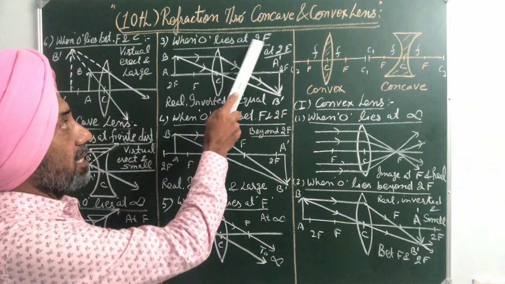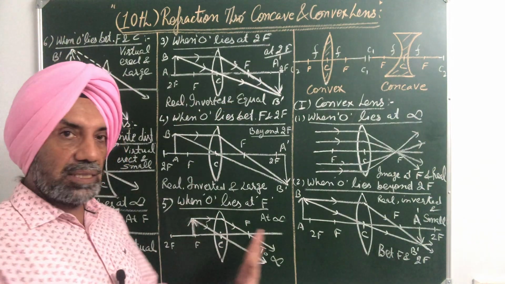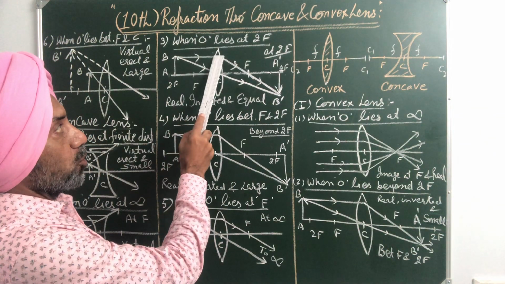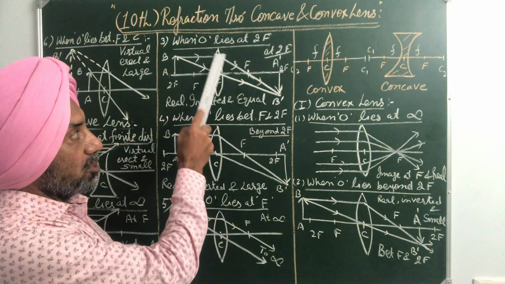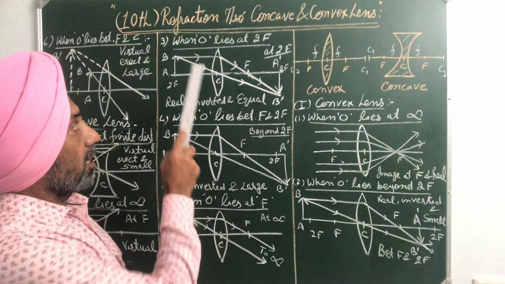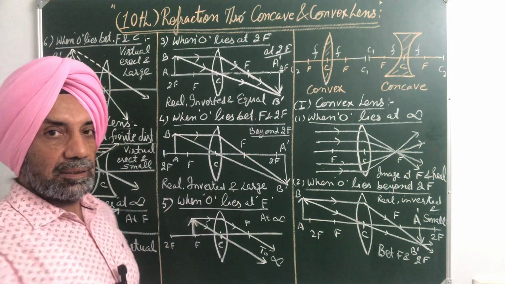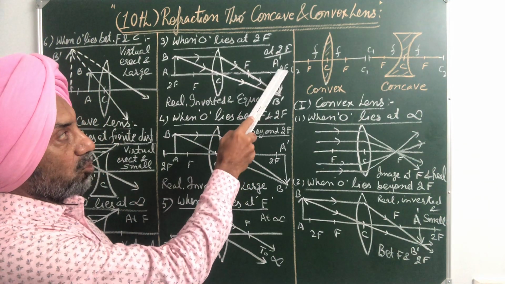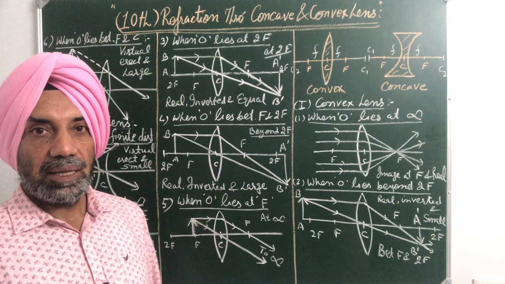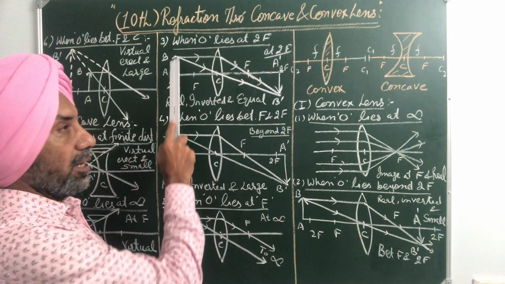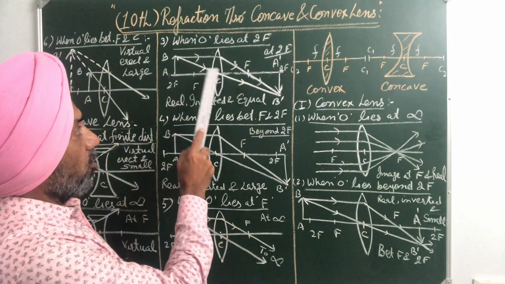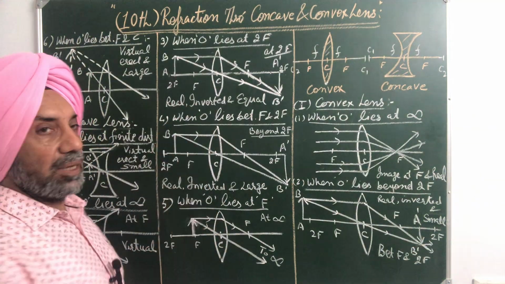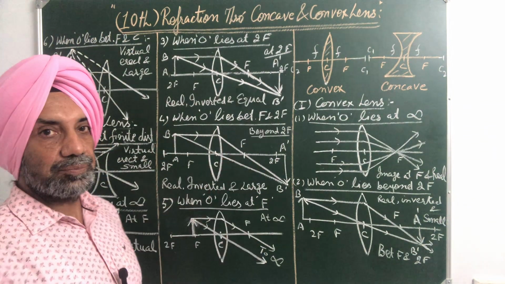Then when object lies at 2f, now we are approaching toward the lens. When object lies at 2f, again the ray which goes parallel to the principal axis passes through the focus. Another ray which passes through the optical center passes undeviated. So these two rays meet at this point. So A dash B dash is the image formed by the object AB. So you can see the image formed is at 2f. When object lies at 2f, image is also formed at 2f.